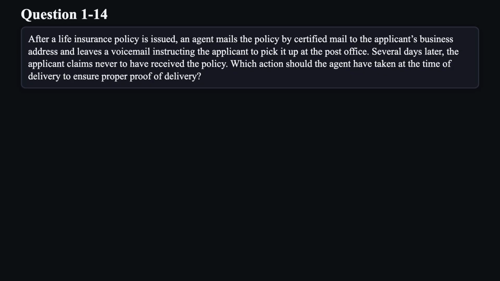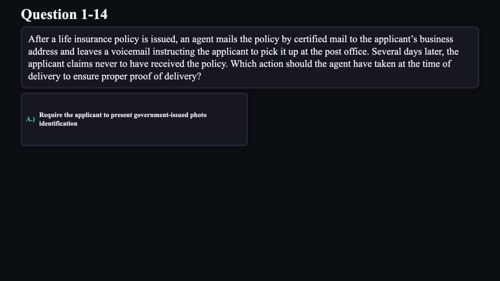Question 14. After a life insurance policy is issued, an agent mails the policy by certified mail to the applicant's business address and leaves a voicemail instructing the applicant to pick it up at the post office. Several days later, the applicant claims never to have received the policy. Which action should the agent have taken at the time of delivery to ensure proper proof of delivery?